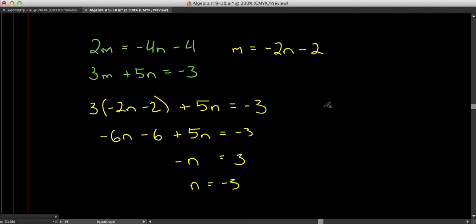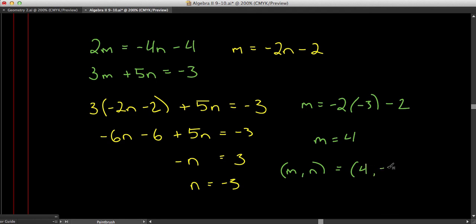So if I plug this back into my first equation, or we can pick any equation. We can even pick the equation that we solved for, m equals negative 2n minus 2. That one would be perfect. So we have m equals negative 2 times negative 3 minus 2. So that's 6 minus 2, which is 4. And we're left with m equals 4. So our solution, if it was m comma n, is 4 comma negative 3.